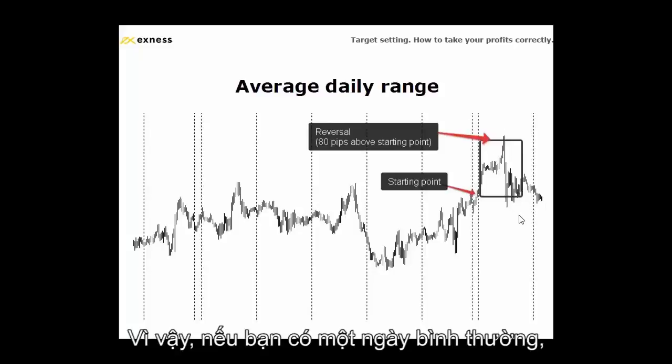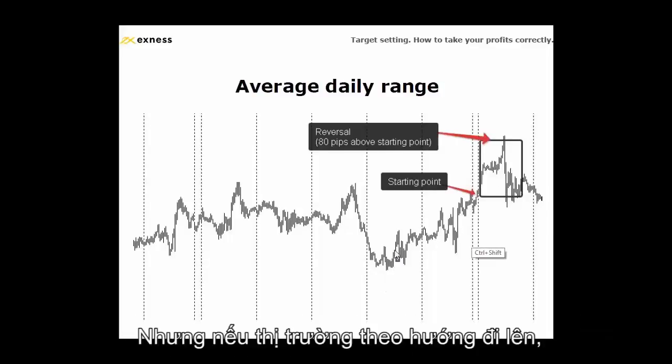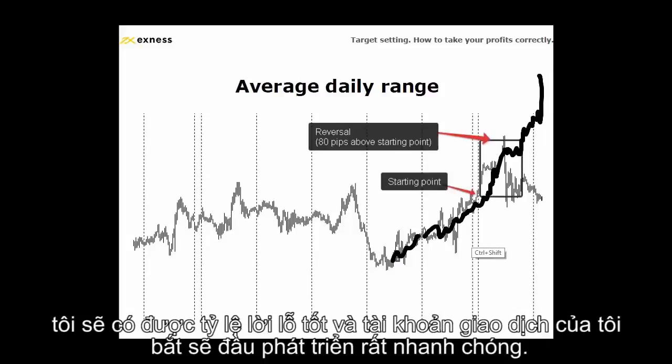So if we have a normal day, this idea fails. I give back some of the paper profit accumulated over the period of 3 days. But if the market is going to the upside, breaking out to the upside, I get a very good profit to loss ratio and my trading account starts growing very rapidly.